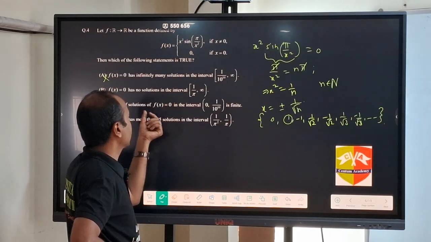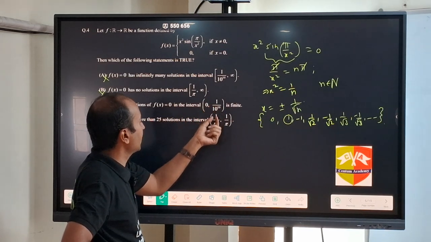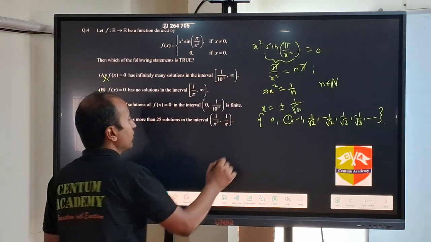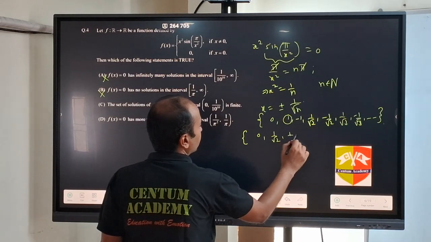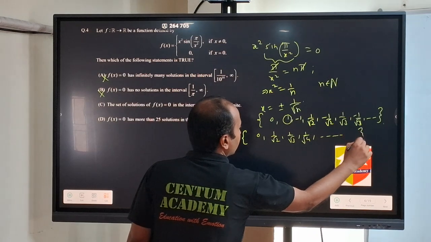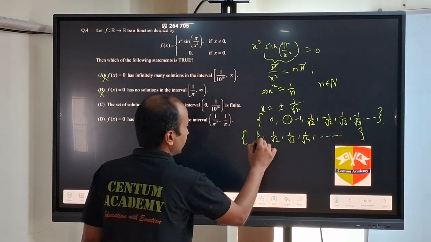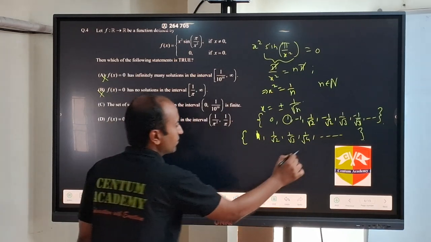The set of solutions of f(x) equals to 0 in the interval 0 to 1 by 10 raised to the power 10 is finite. That is not true. If I write all the positive solutions, it will be 1, 1 by root 2, 1 by root 3, 1 by root 4, and so on. It will keep on decreasing. It starts from 1, going from bigger to smaller. So, these are infinitely many solutions.